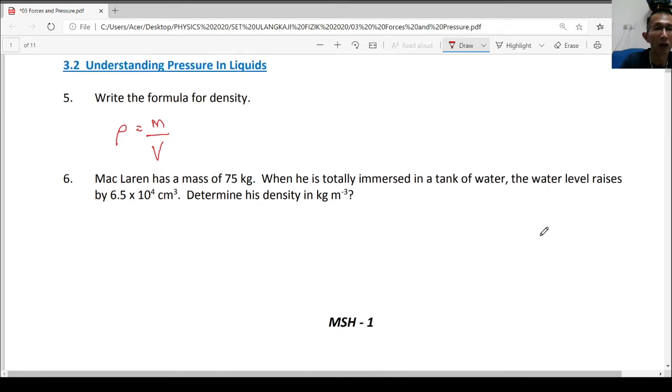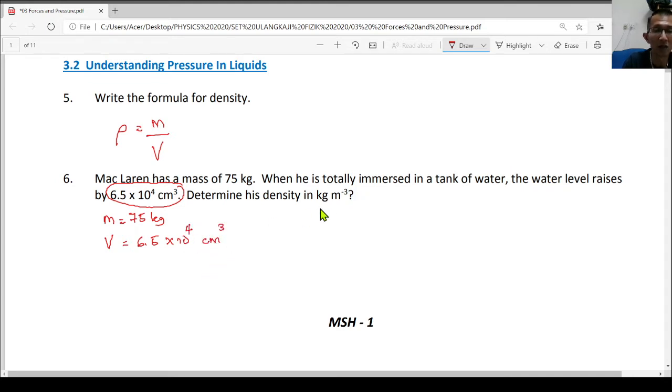Look at question number 6. McLaren has a mass of 75 kilogram and is totally immersed in a tank of water, and the water level rises by this much. So this is the volume. Volume of what? Volume of McLaren's body. So I have the mass to be 75 kilogram, and the volume of McLaren's body is 6.5 times 10 to the power of 4 centimeter cube.